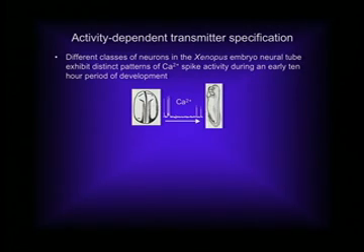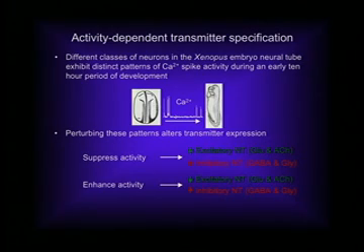We can summarize this in the following way. It turns out that these different classes of neurons generate different patterns of calcium spikes. We haven't taken the time to go into that this evening, but there are very distinct patterns of activity in the different classes of neurons.